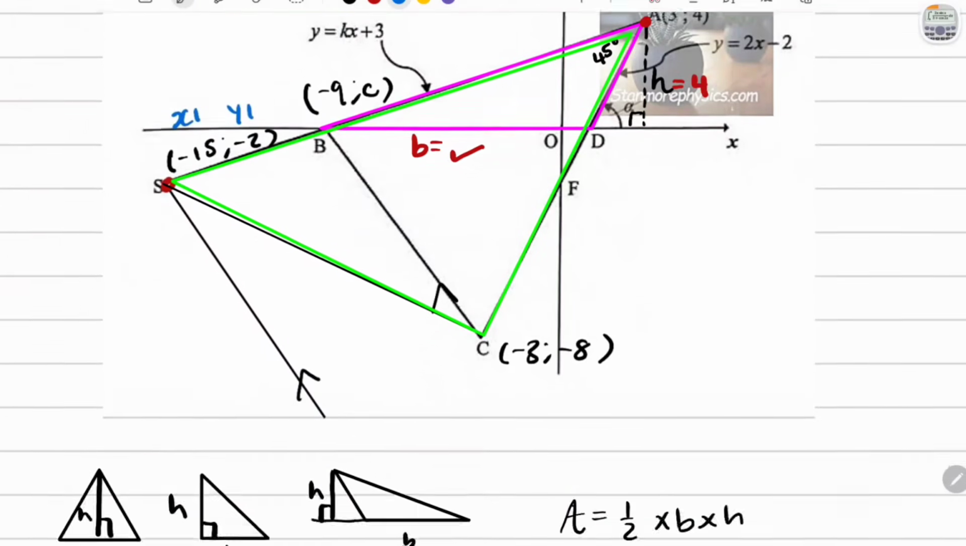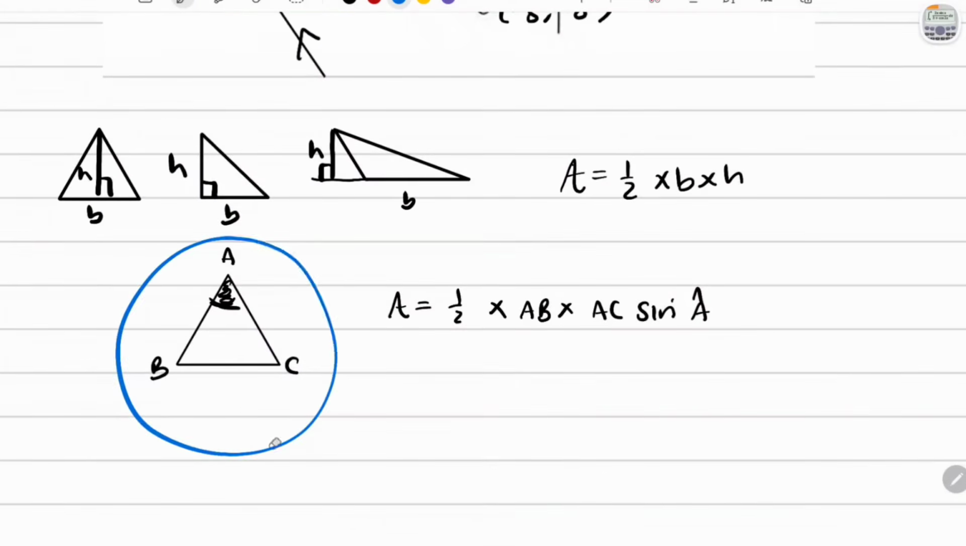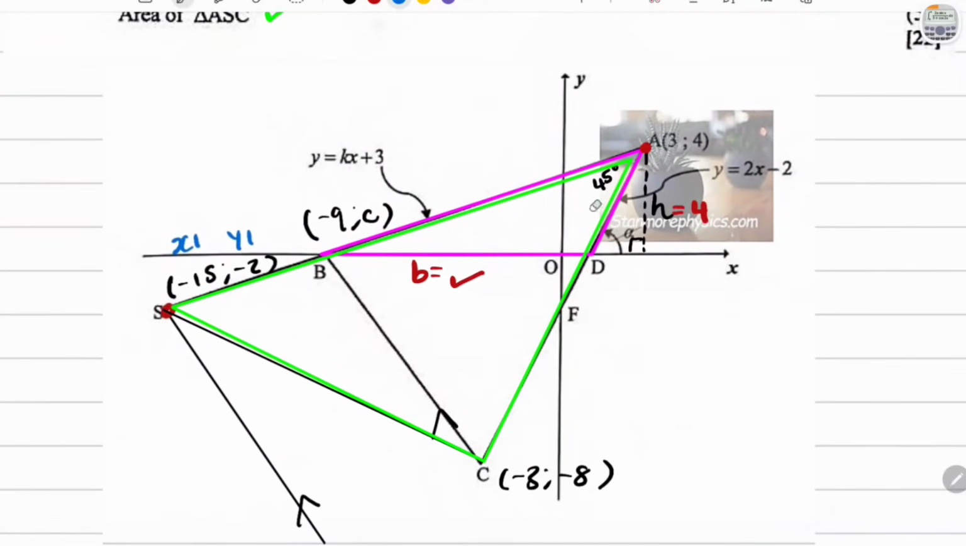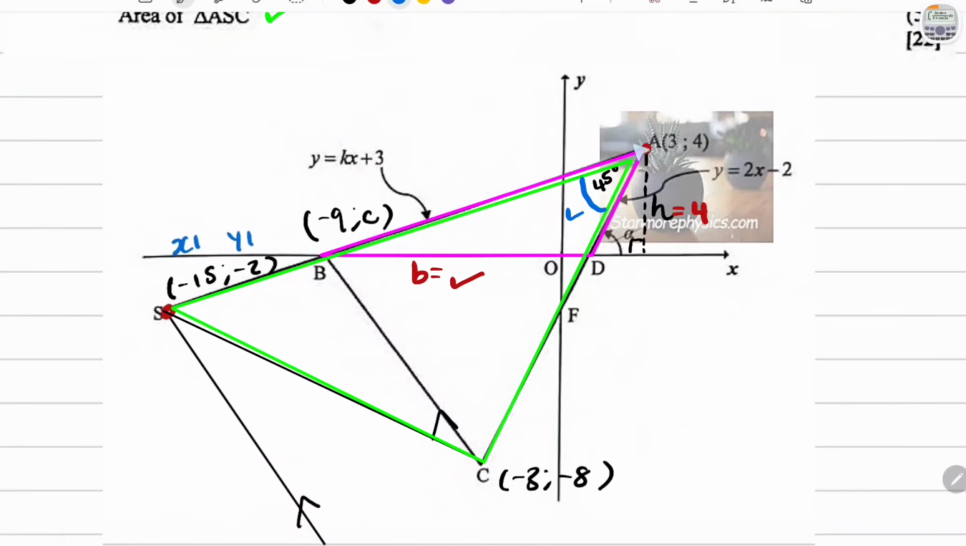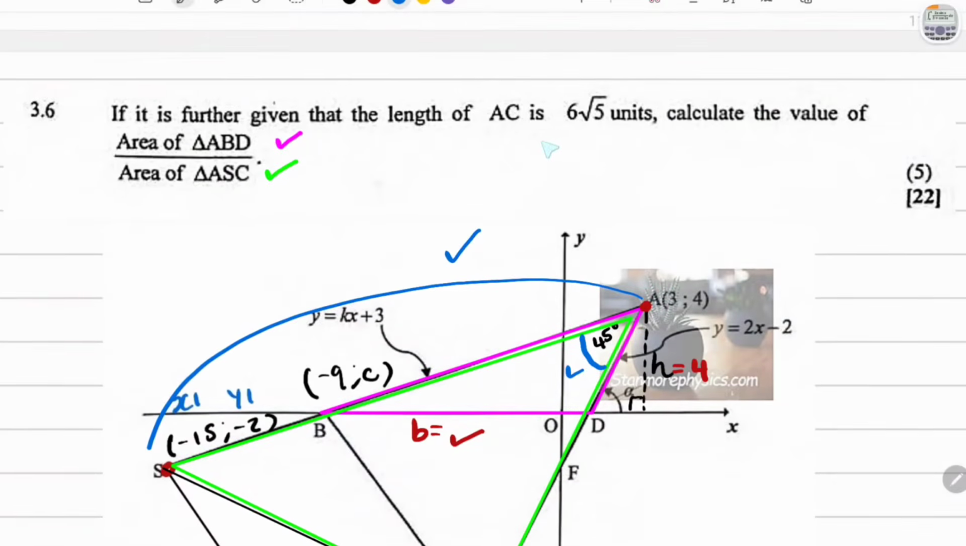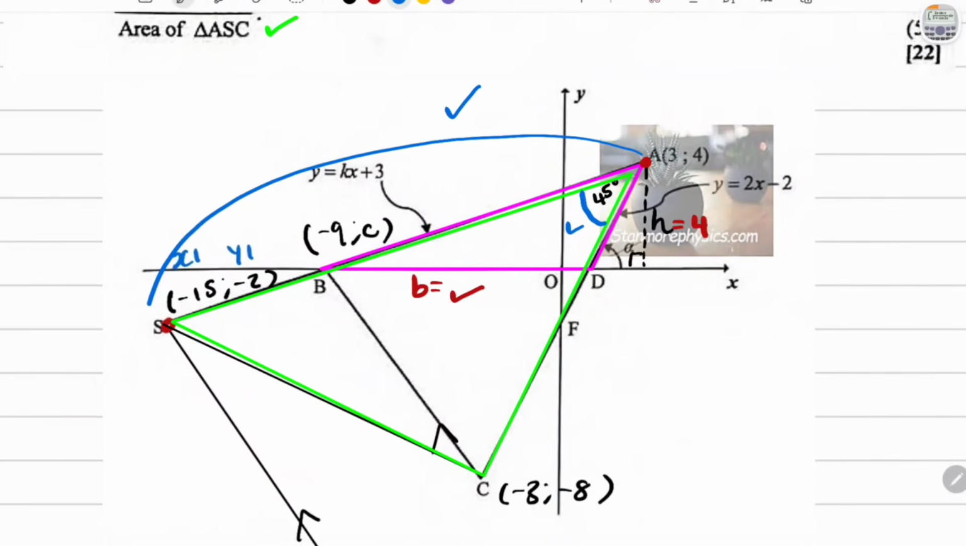What we can do in the green triangle is use this area formula. There we have a middle angle, 45 degrees, check. And then we would just need the sides adjacent to that angle, the sides that are next to that angle. We can find AB definitely because we have the coordinates, and for AC, they told us that AC is 6.5 units. So there we go. Now we know what we need to do.